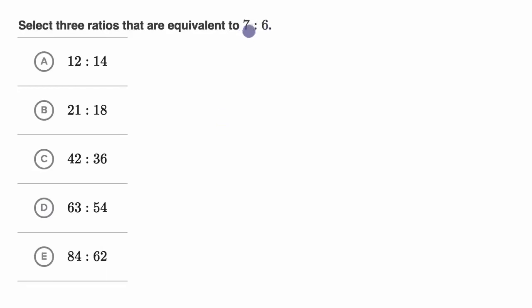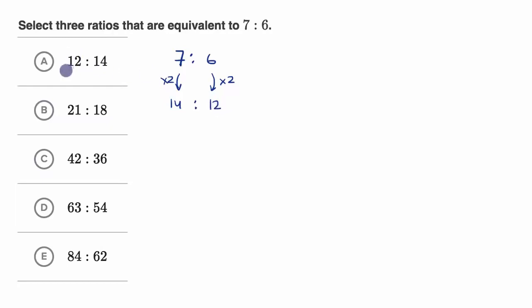And the main thing to realize about equivalent ratios is we just have to multiply or divide the corresponding parts of the ratio by the same amount. So before I even look at these choices, for example, if I have 7 to 6, if I multiply the 7 times 2 to get 14, then I would also multiply the 6 times 2 to get 12. So for example, 14 to 12 is the exact same ratio.